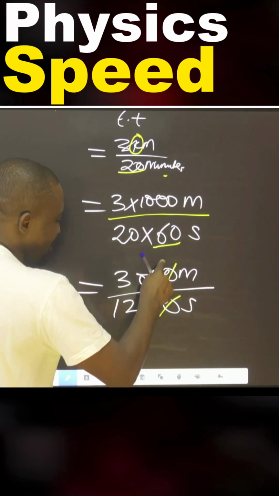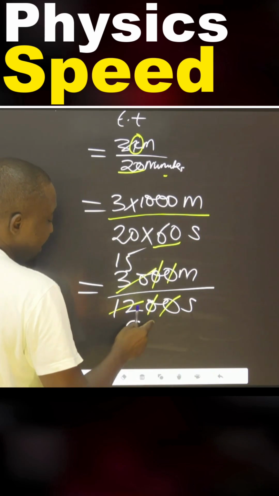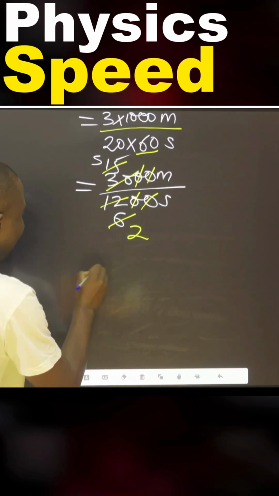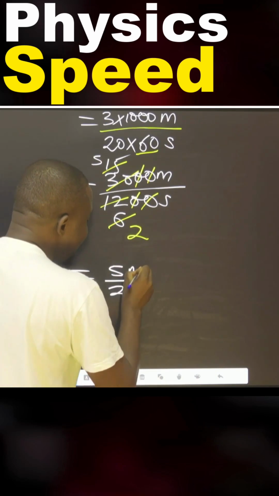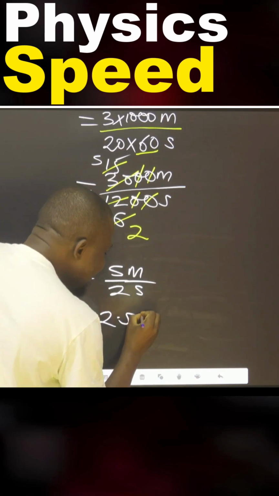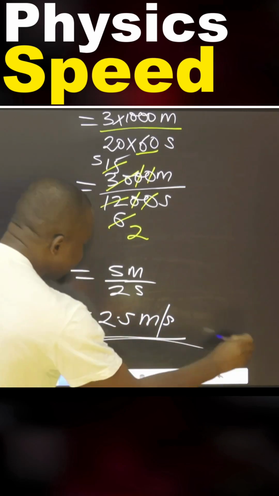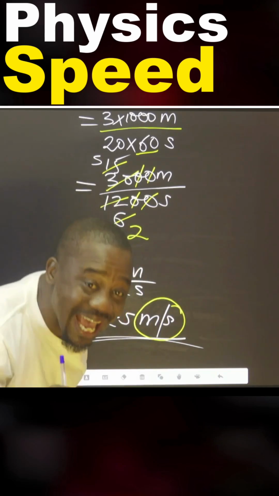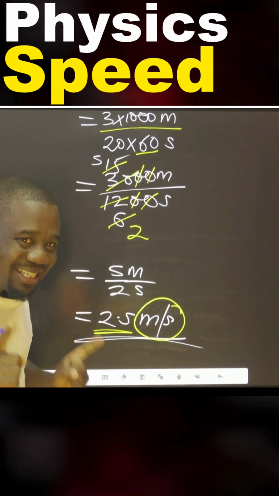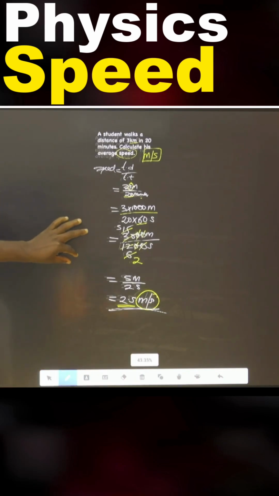This cancels this, this cancels this. 2 here, 50; 2 here is 6. 3 here is 2, 3 here is 5. That is 5 over 2. This is meter, this is seconds. You agree with me? This is 2.5. This is still meter over seconds, which we call meter per second. This meter per second you are seeing here is as important as this value. Don't forget the unit. Never forget the unit.